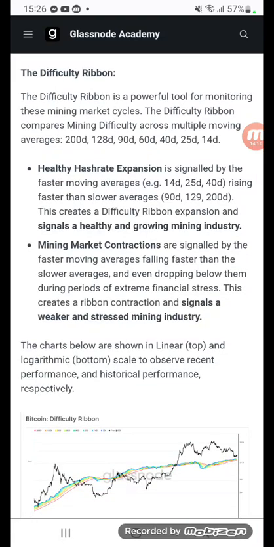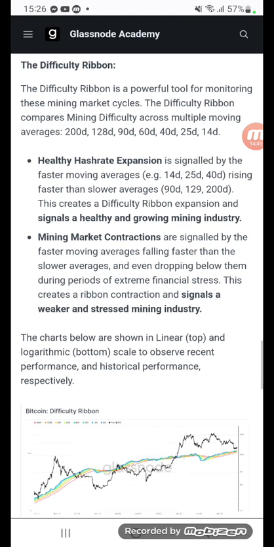The difficulty ribbon is a powerful tool for monitoring this mining market cycle. The difficulty ribbon compares mining difficulty across multiple moving averages: 200 days, 128 days, 90 days, 60 days, 40 days, 25 days, and 14 days.